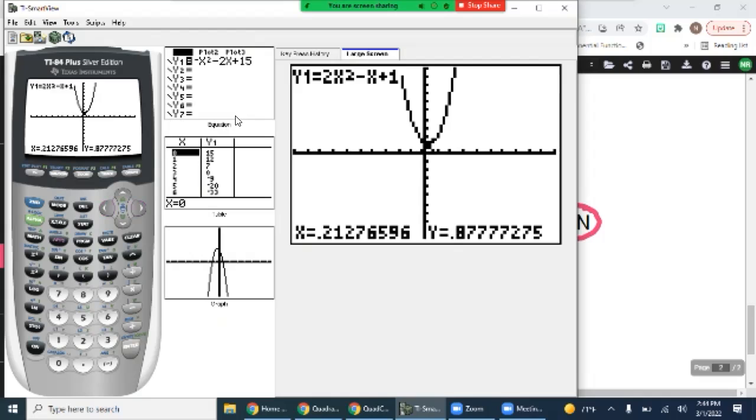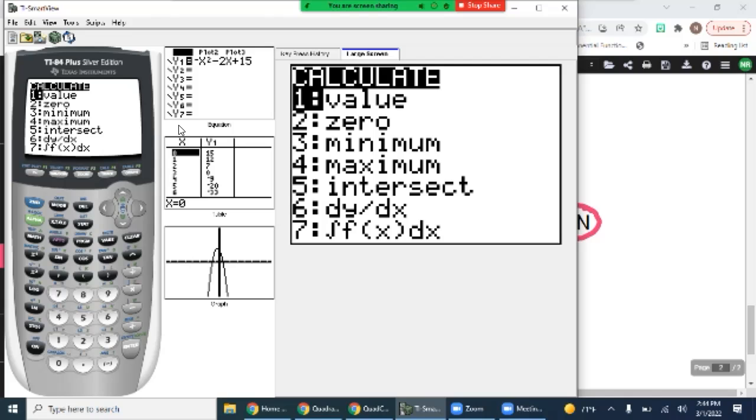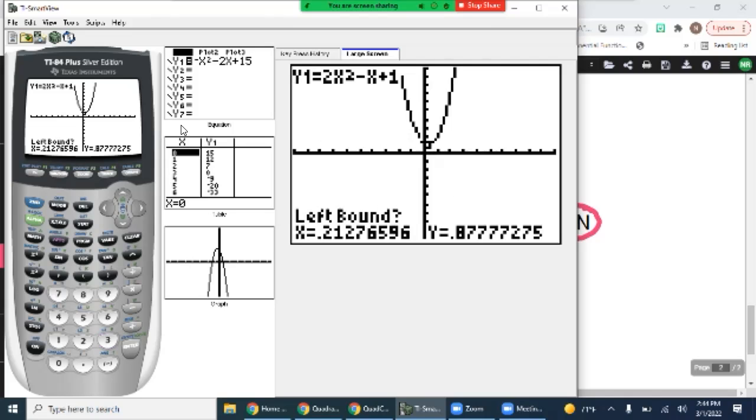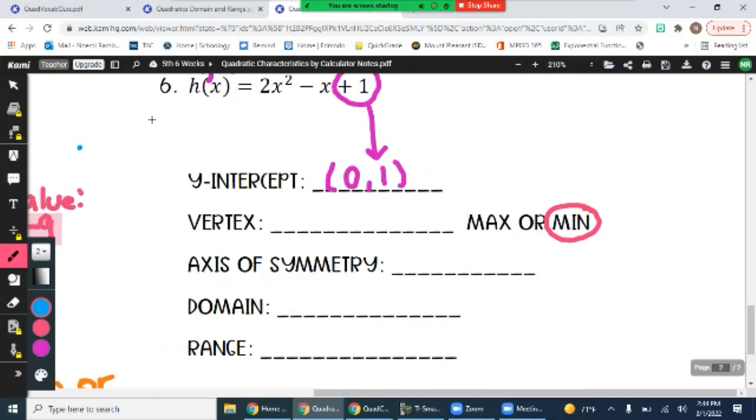Now we can press second trace. What number? 3. How many times to the left? 1, 2, enter. How many times to the right? 1, 2, 3, 4, enter, enter. And we get 0.24, 0.87. Okay, so write that down, 0.24, 0.87, which is the whole reason why we're learning how to use the calculator, because sometimes our vertex is not a perfect point. Okay, now our minimum value is going to be what?